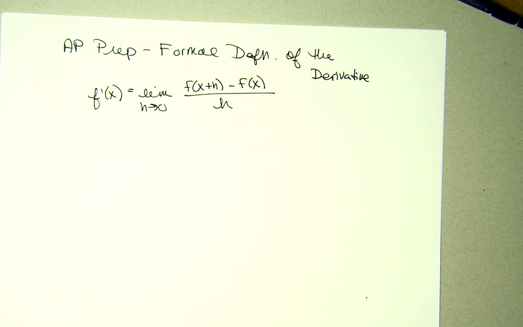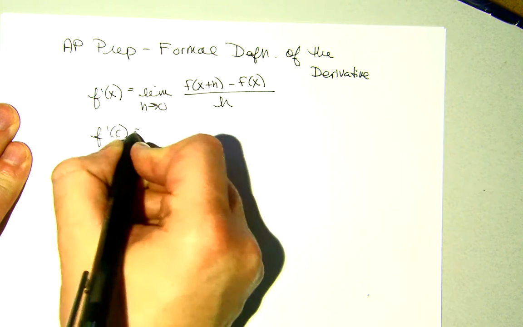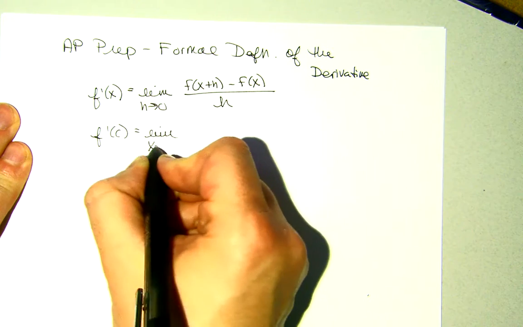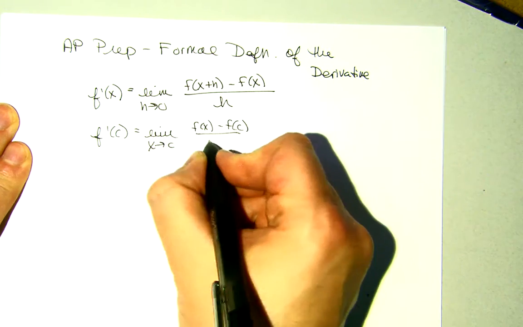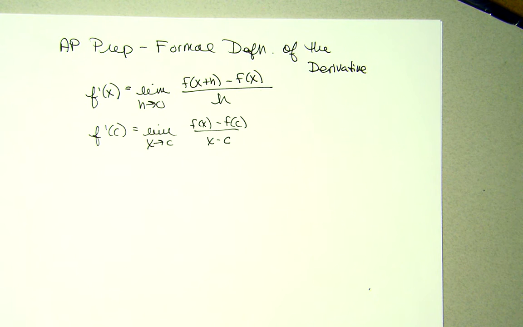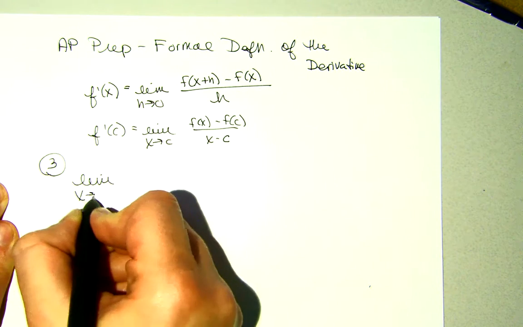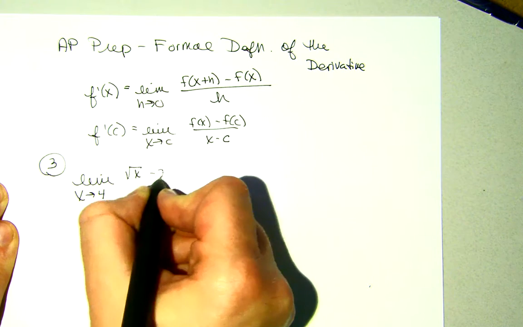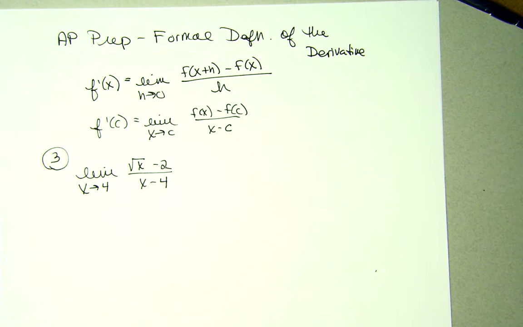There was another version of the derivative, though, that we looked at, the alternate definition of the derivative, that said f prime of c equals the limit as x approaches c of f of x minus f of c over x minus c. That was our alternate definition of the derivative. If you take a look at a problem like number 3 on your worksheet, where we have the limit as x approaches 4 of the square root of x minus 2 over x minus 4, this is exactly in that form of the alternate definition of the derivative.